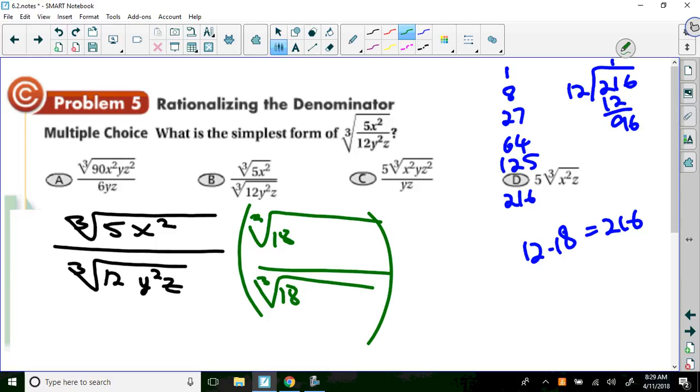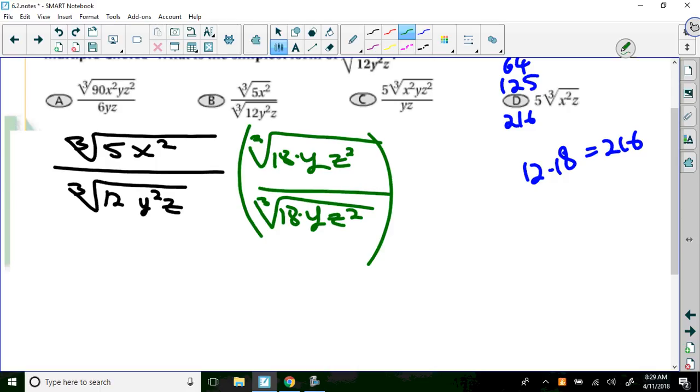Y squared's not a perfect cube, but if I multiply by y, that'll take care of that. And z is not a perfect cube, so I'm going to have to multiply by z squared over z squared. So let's see what's going to happen here then. My numerator, I'm going to have 5 times 18, which is that 90? So up top I'm going to have a 90, x squared, y, z squared, under third root up top.